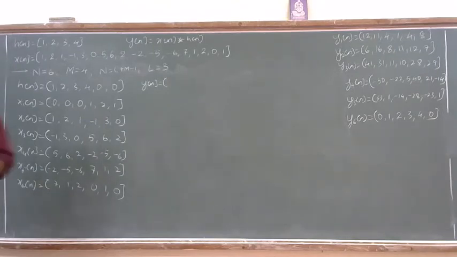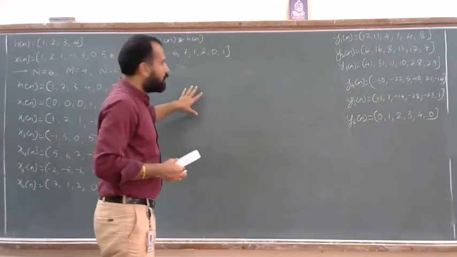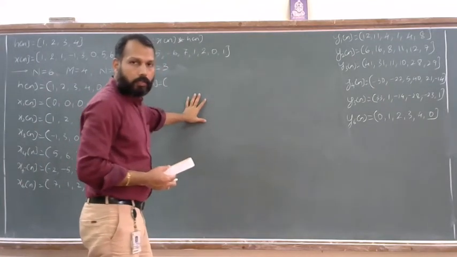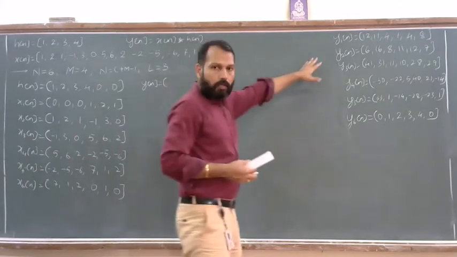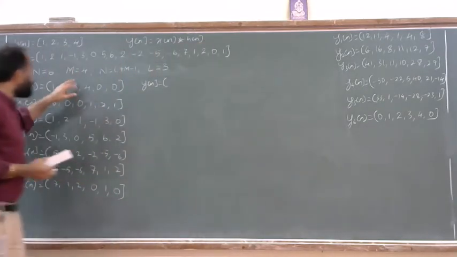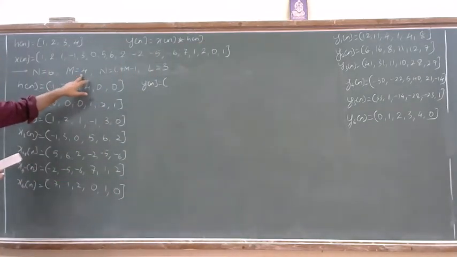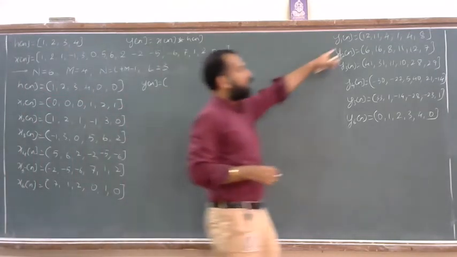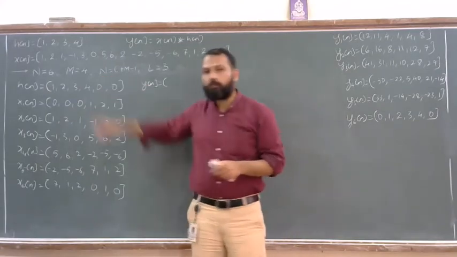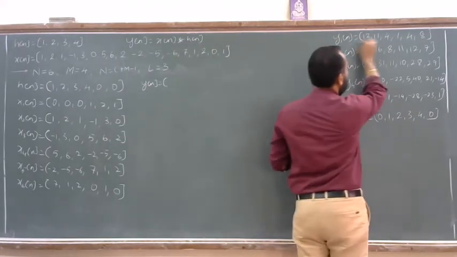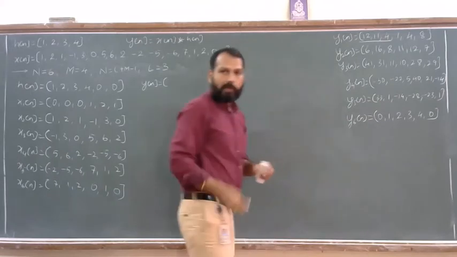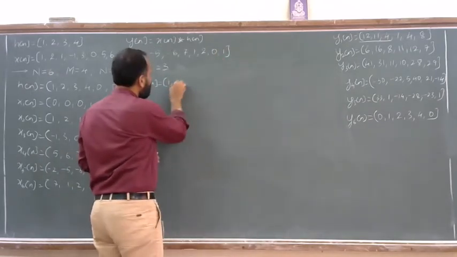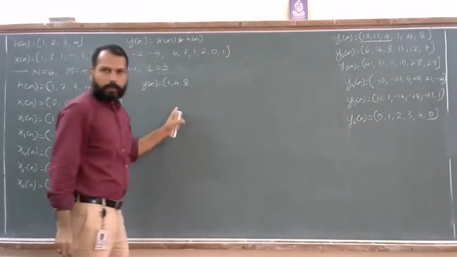How to combine the output segments to get the overall output of the system in the overlap-save method? From each of these output segments, we have to discard the first m minus 1 number of samples, and the remaining samples are to be retained as is. So from the first output segment, the first m minus 1 samples, m is 4, so the first 3 samples 12, 11 and 4 will be discarded and 1, 4 and 8 will be retained.